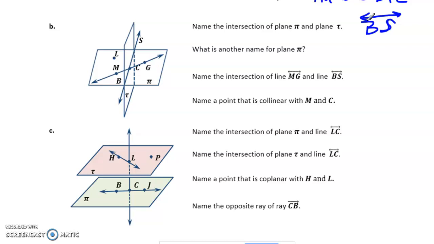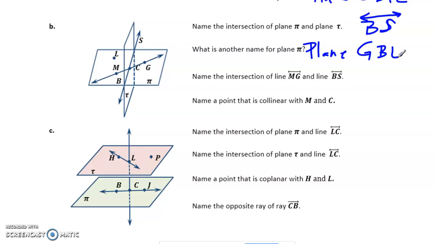Another name for plane pi. So what has to happen if we're going to name our plane differently? Karma, how are we going to name that plane in a different way? Plane G or J. G what? GBL. So we use 3 letters, but they can't be collinear points. 3 points. So one of the ways we could do this, we could call it plane GBL. Don't need to put commas, don't need to put points or anything. It's just plane GBL.